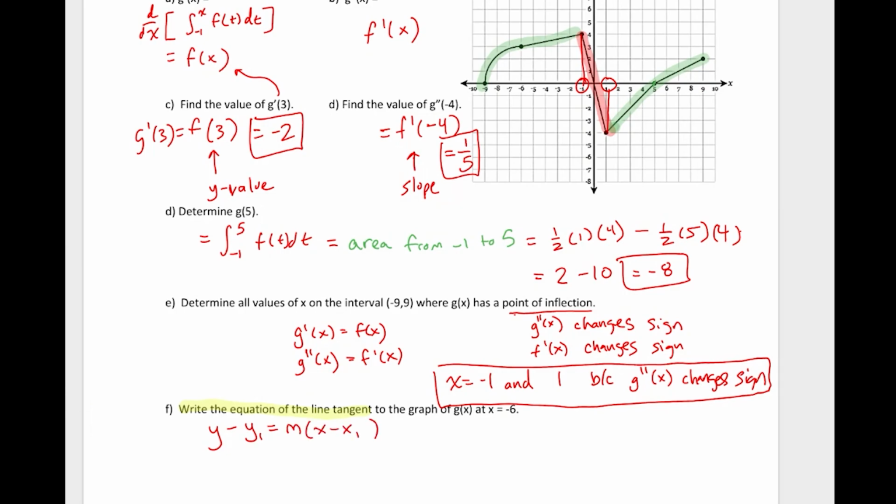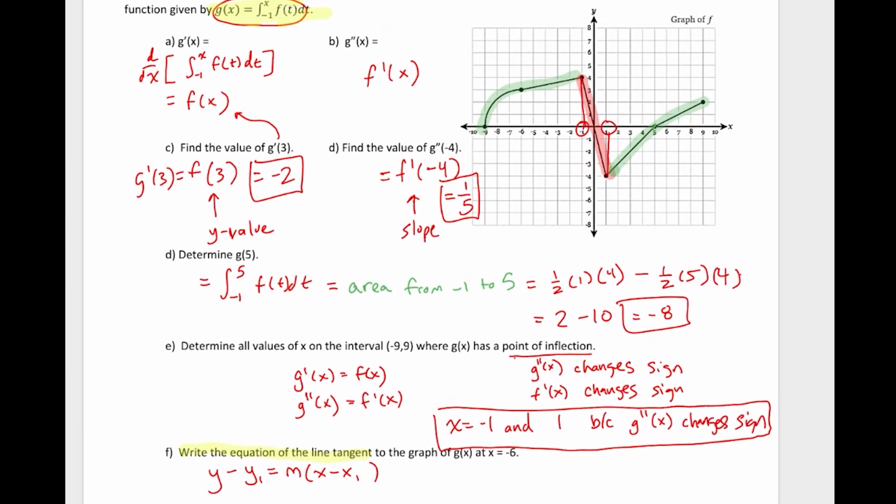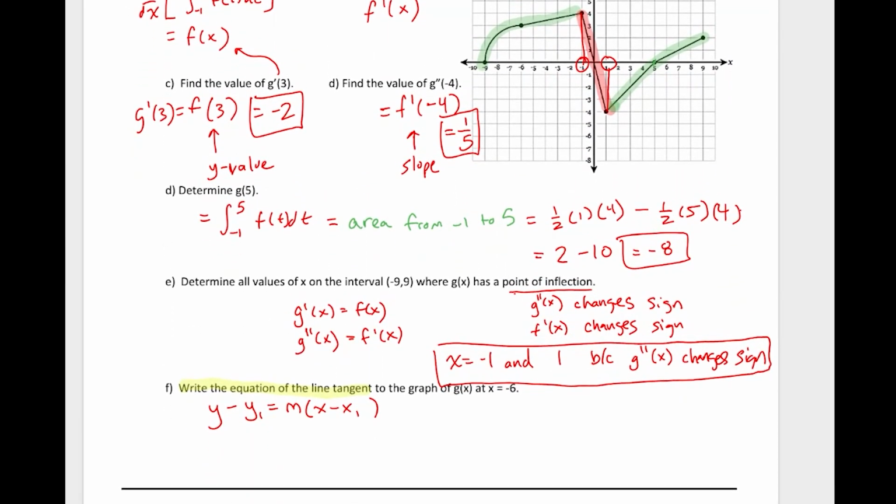We did this so much in the first semester. It's been a little while since we've done it here in the second semester, but I don't want you to forget how to do that. And we want to find the equation of the line tangent to the graph of g, which is not the graph we see here, to the graph of g at x equals -6. So we have the x coordinate of a point, right? The point is going to be -6 comma something. It's going to be -6 comma g of -6.